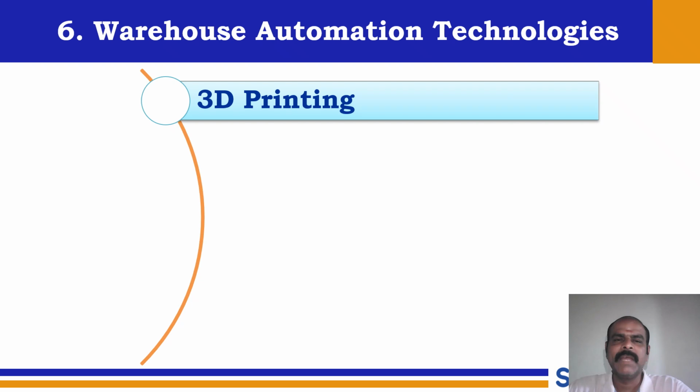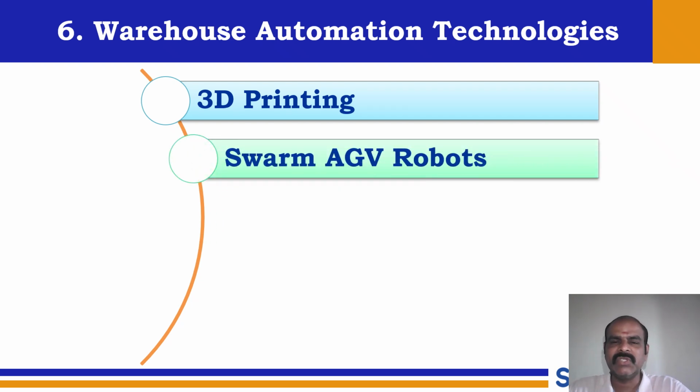So next, 3D printing. So 3D printing helps us for the case of layout preparation. 3D printing is one such technology. Prior to its implementation, 3D printing helps us a lot to finalize or to optimize the layouts. The next, swarm robotics or swarm AGV robots.